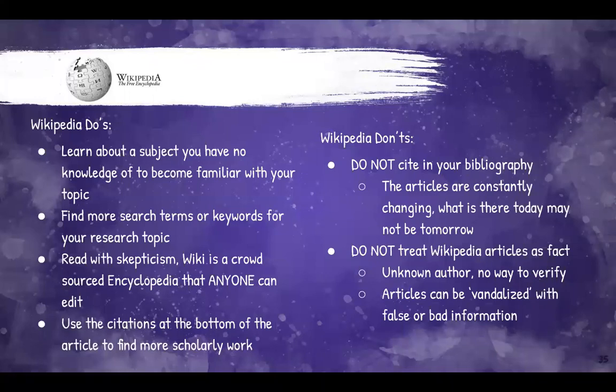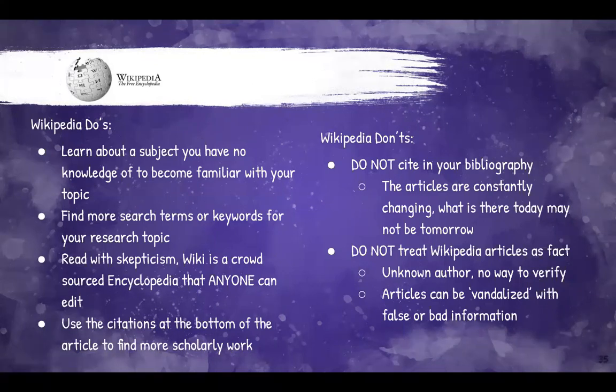Wikipedia can be edited by anyone with any agenda, meaning someone can and has changed a wiki page as a joke. Wiki pages, though, will often have citations at the bottom of the page. Use those to help you find more reliable resources that you can use for your paper or project.